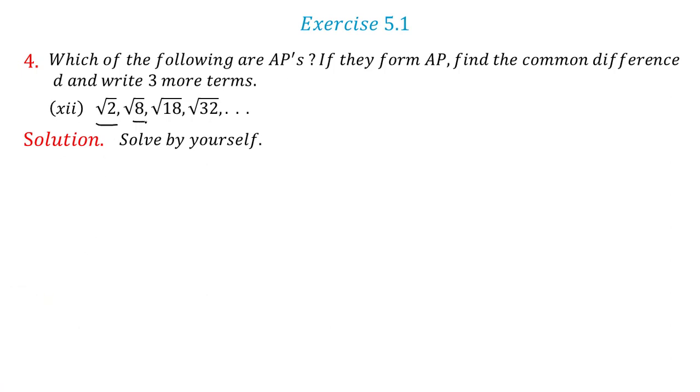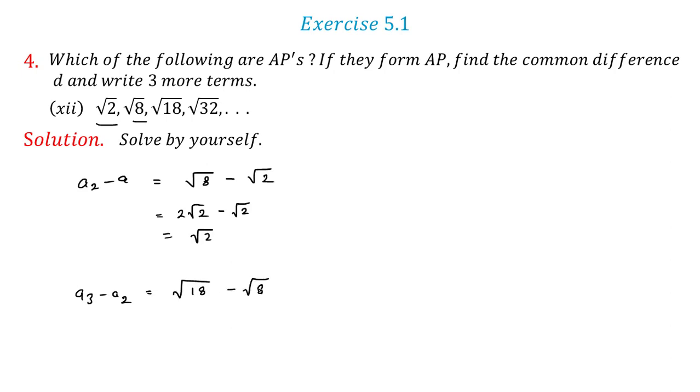First term is root 2. Second term is root 8. So a2 minus a1 if we do, it is root 8 minus root 2. Now how do you find this? This root 8, if you see, you can write as 2 root 2. So 2 root 2 minus root 2, you will get root 2 only. Similarly, if we take a3 minus a2, it is root 18 minus root 8. This root 18 is nothing but 3 root 2, since 3 3s are 9 and 9 times 2 is 18, and this root 8 is 2 root 2. Again the difference is root 2.